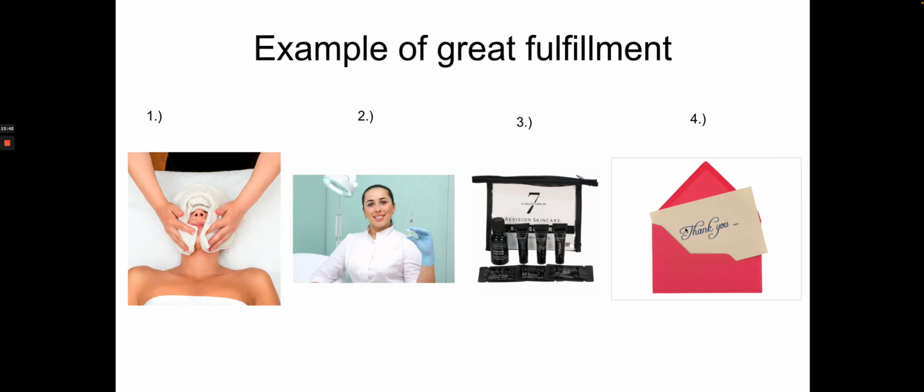If anybody's ever had an aesthetic procedure, you've gone through that process. If you went through these steps, I think what you'd find is that you felt like you were treated very, very well. You felt really paid attention to, and that you bonded with that person.